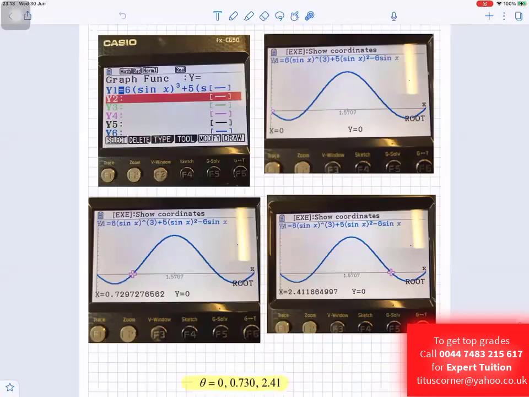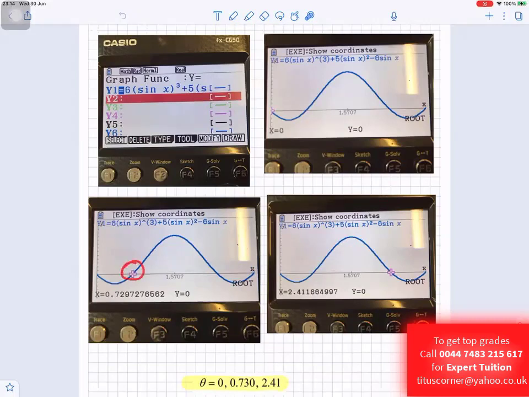Another way to check your work is to plot the graph of 6 sine x cubed plus 5 sine x squared minus 6 sine x in your calculator. That's the shape of the graph there in blue. And then you can solve it because it says it equals 0. You can find the roots.